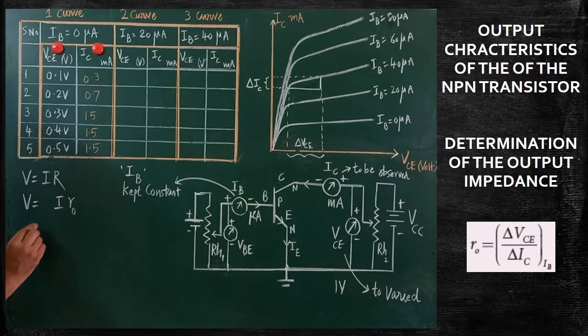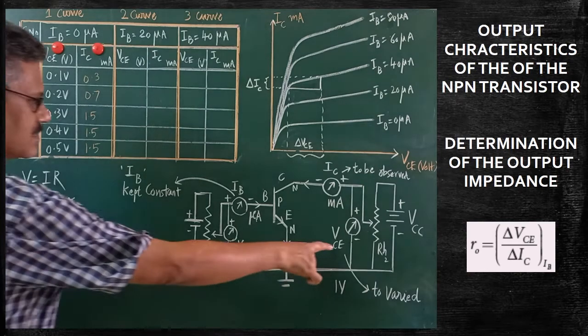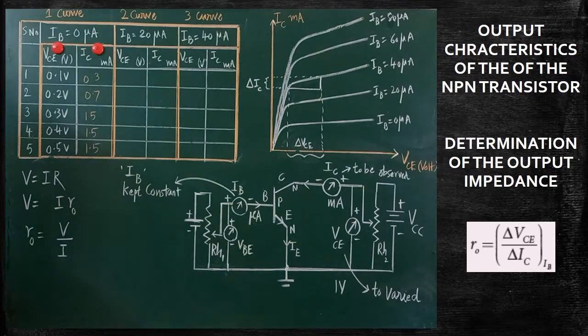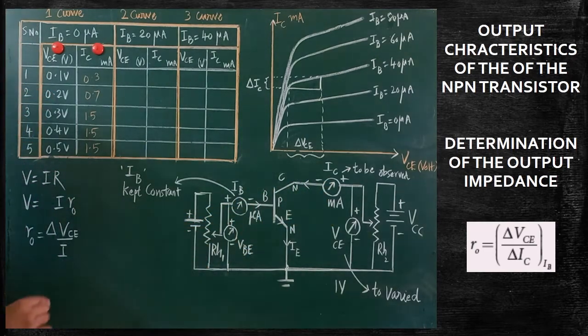Are you clear? So, how to write the formula? Output impedance RO is equal to V divided by I. Now, since all are related to output, which one is the output voltage? Voltage across collector and emitter is the output voltage. Therefore, we have to write it as VCE. There we have to find the change in value, therefore the del symbol must be written. What is the corresponding current, collector current? Therefore, IC must be written in the output.